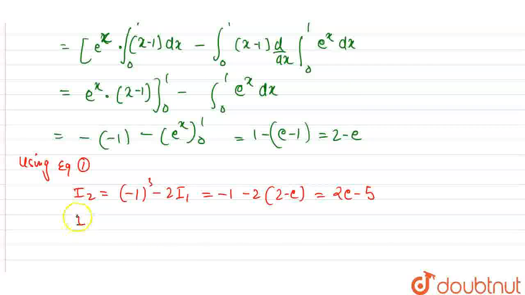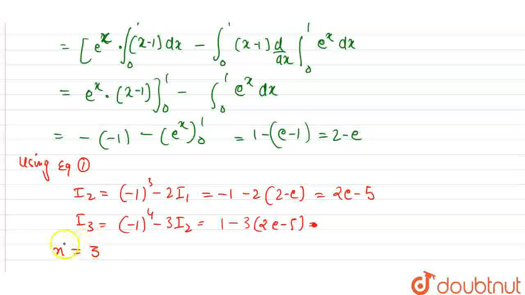Similarly, what is I3? I3 is going to be 1 minus 3 I2. So now it is going to be 1 minus 3 times (2e minus 5), which is equal to the given required expression. So thus the value of n is finally going to be 3, which satisfies the condition in this question. So the answer is n equal to 3.